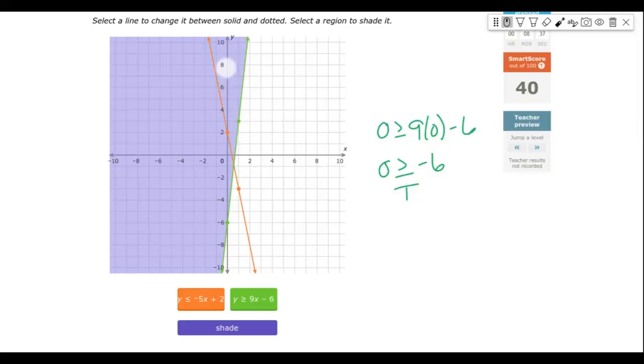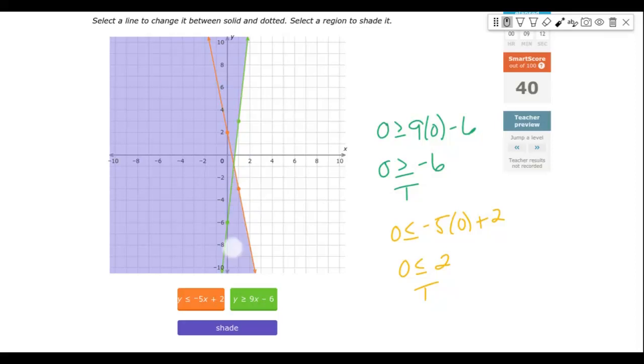Now, if I switch to the orange line, again, just check out what the test point tells us. And again, I'm going to use 0, 0. 0 is now less than or equal to -5 times 0 plus 2. So 0 is less than or equal to, and the right-hand side would just be a 2. Is that true or false? It is also true. 0 is less than 2. So now, grab the shade button again, and I want to shade the side of the orange line that is true or includes 0, and that would be to the left.